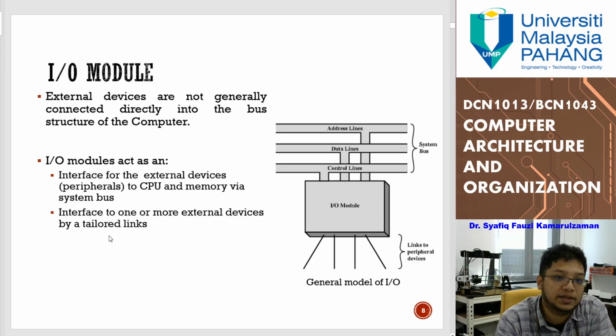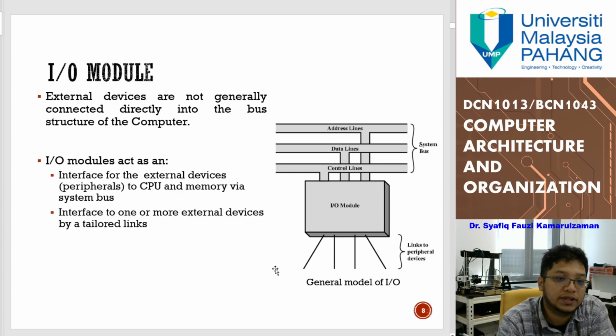So the devices are not connected directly to the CPU. They usually connect to the I/O module first, and the I/O module will control what kind of information is coming into the computer. The I/O module is connected to the CPU using three lines of the system bus: the address lines, data lines, and control lines. The address line includes the address of any location within the PC. Data means the data involved, and control lines indicate whether it is a read or write.